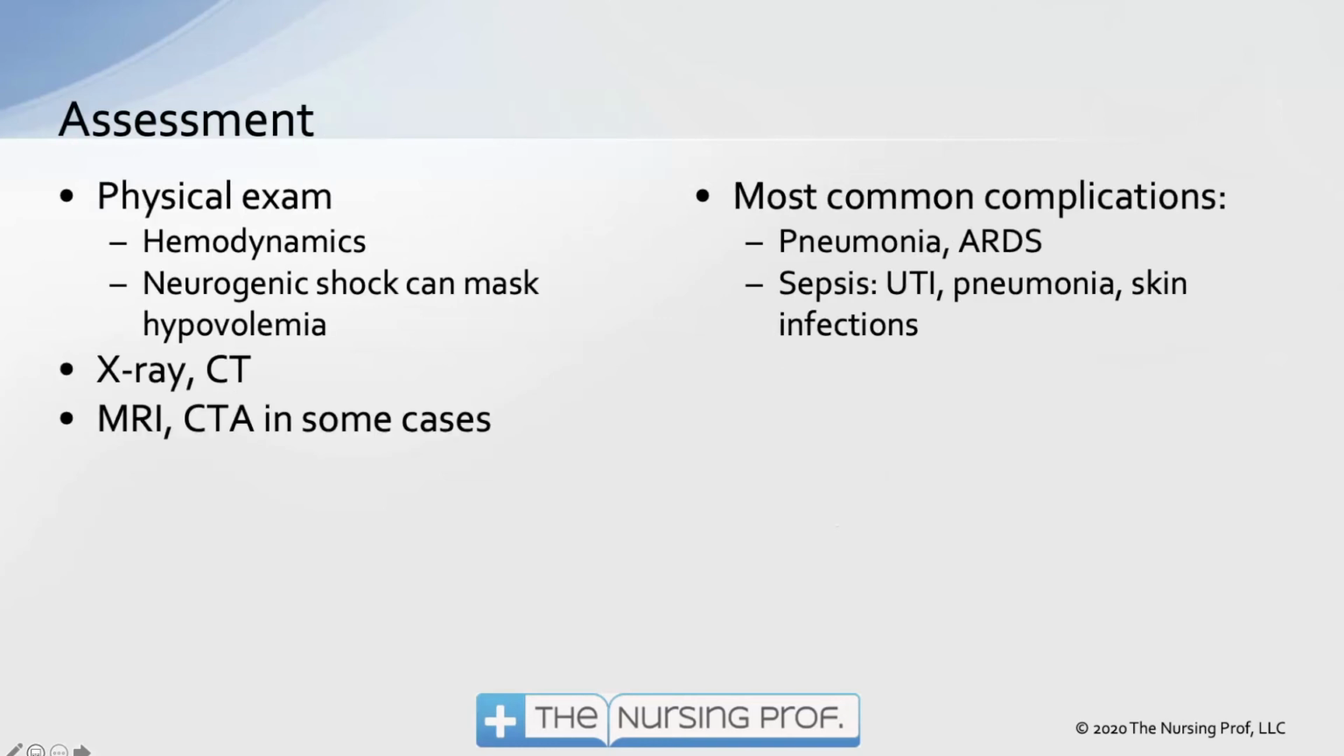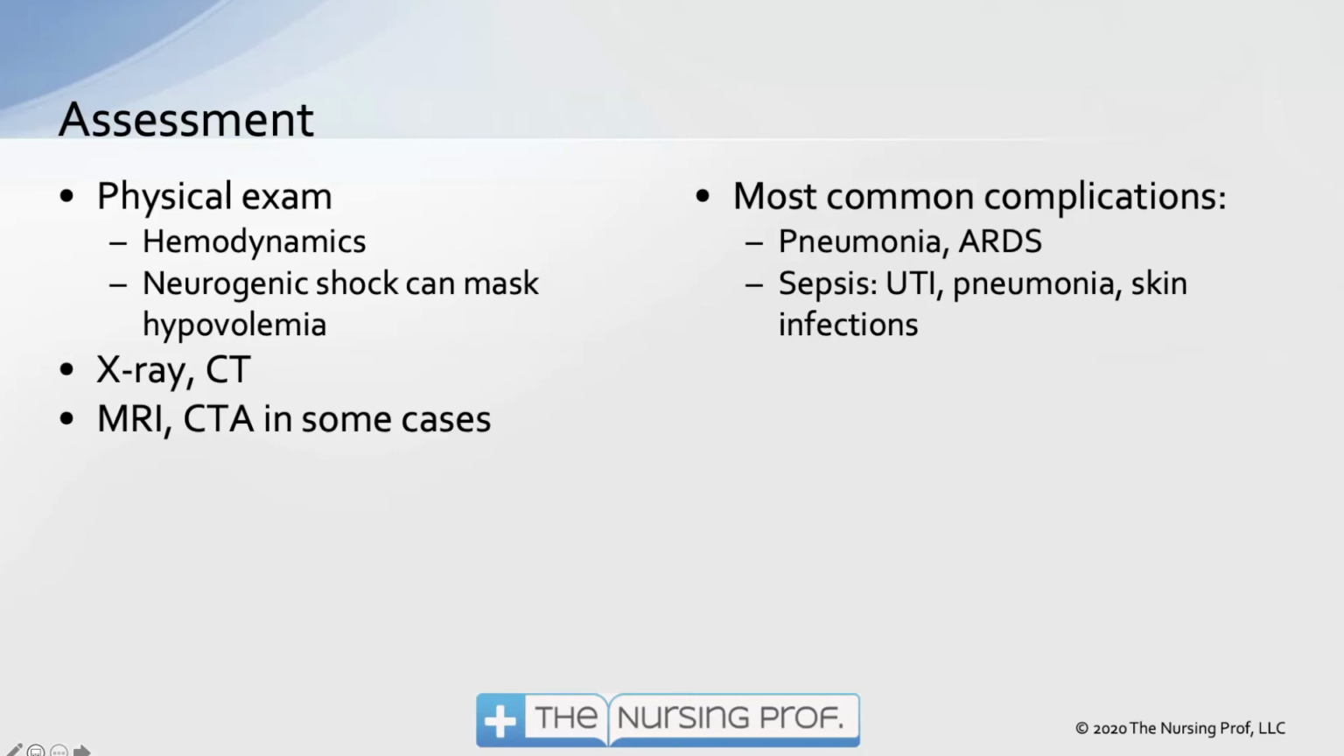So on assessment, we want to be looking at our hemodynamics. Remember that if we're not having enough blood flow to that area, the patient's going to have additional secondary injury to the spine. Hemodynamically, too, we want to be looking for neurogenic shock, because neurogenic shock can mask that the patient's got hypovolemia, and in fact, we'd want to be doing some volume resuscitation. X-ray, CT scan, MRI, CTA in some cases.